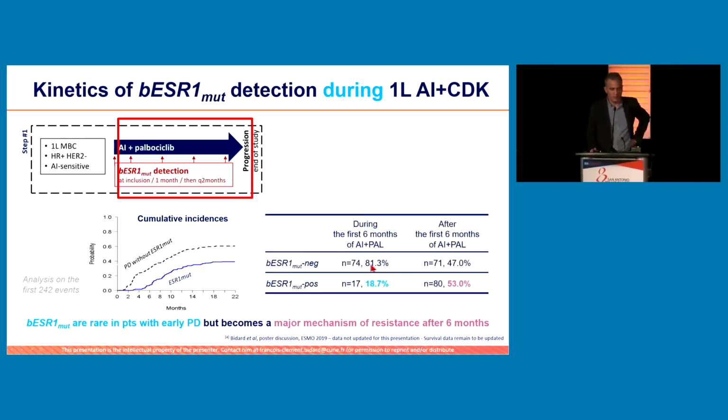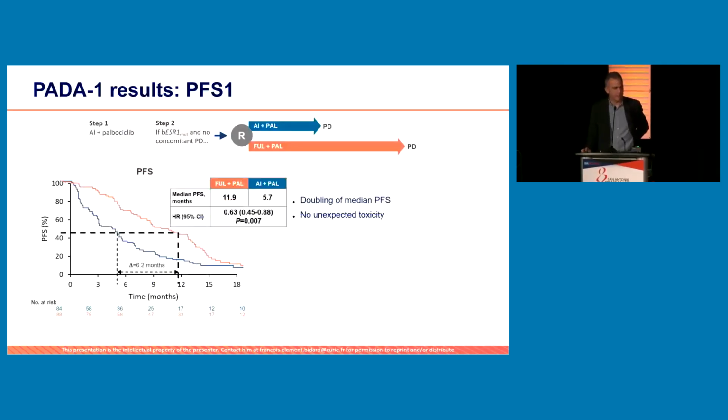So this is illustrated in numbers. You see that during the first 6 months on AI plus palbociclib, we have been able to detect some ESR1 positive patients, but definitely after 6 months, ESR1 mutation becomes the most prevalent mechanism of resistance. So I think it's very interesting in terms of development of SERDs and in which patients you could test for ESR1 mutation.